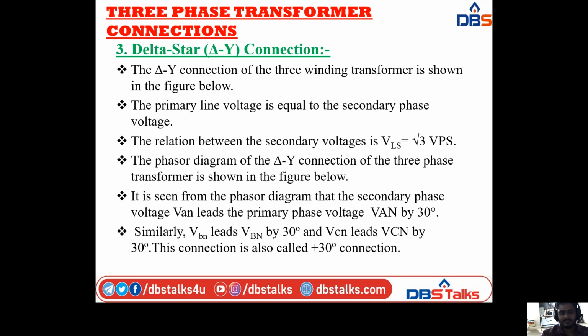Okay, next, we are moving to the third type, that is delta to star connection. That is the delta star connection of the three winding transformer shown in the diagram. That is this one.